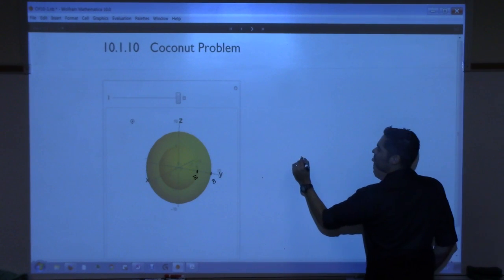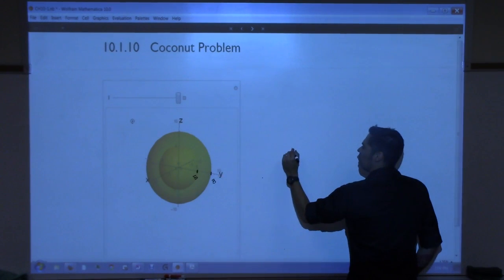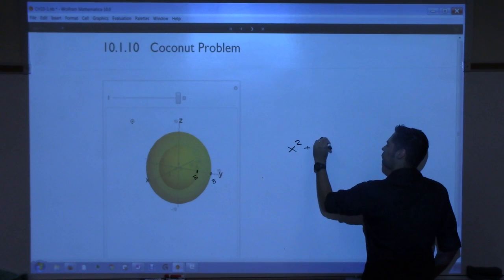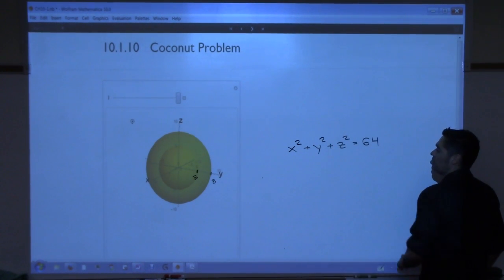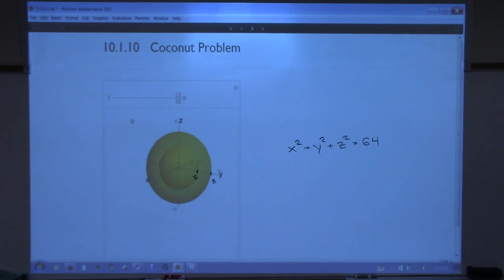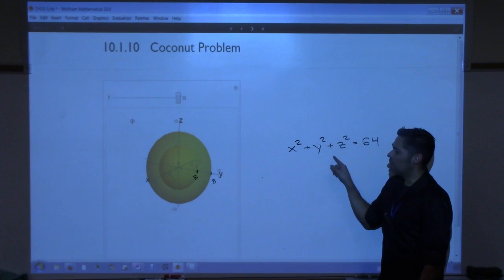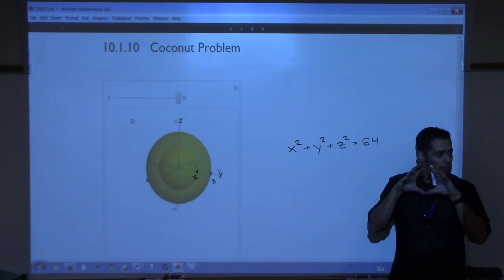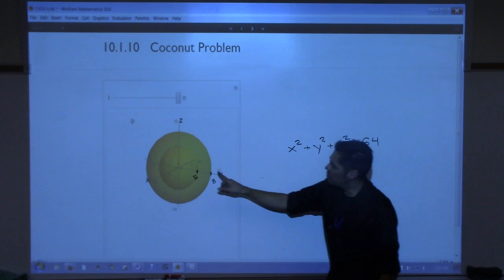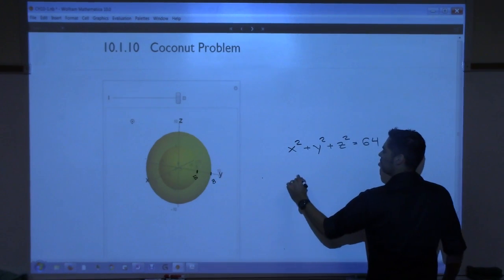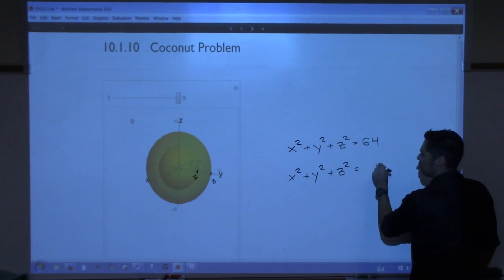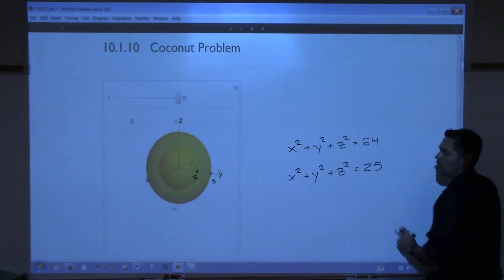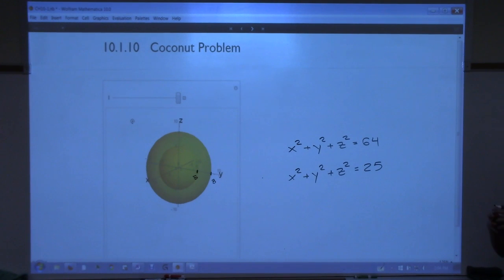How would I mathematically explain to you all the points that make up that coconut, that hollowed out ball? So would this be enough? By the way, it's centered at the origin. Would this be enough for me to say this? Or you should tell me, what does that draw? That draws the sphere, just the outer shell, right? What would draw the inside shell? This would be 25, right? That would draw the inside shell.